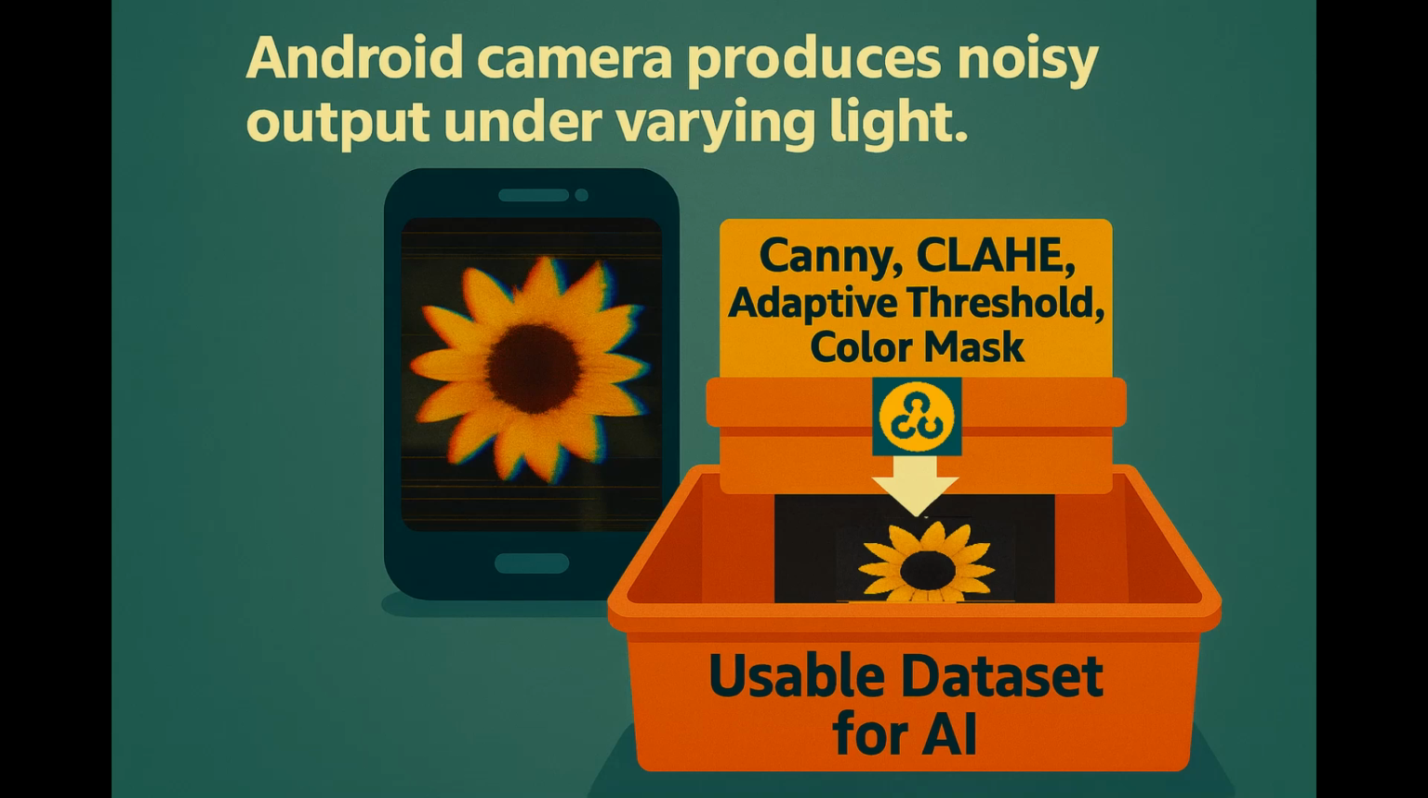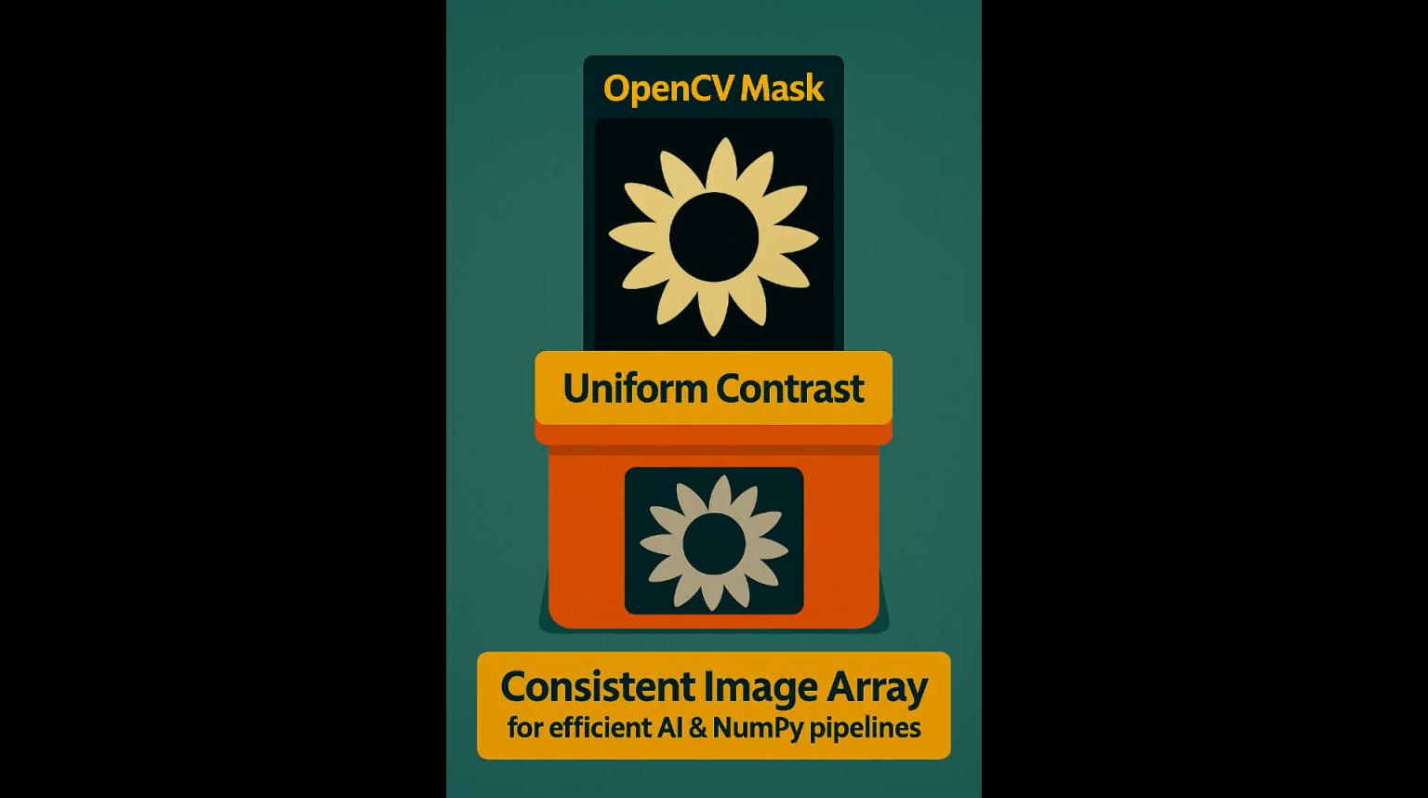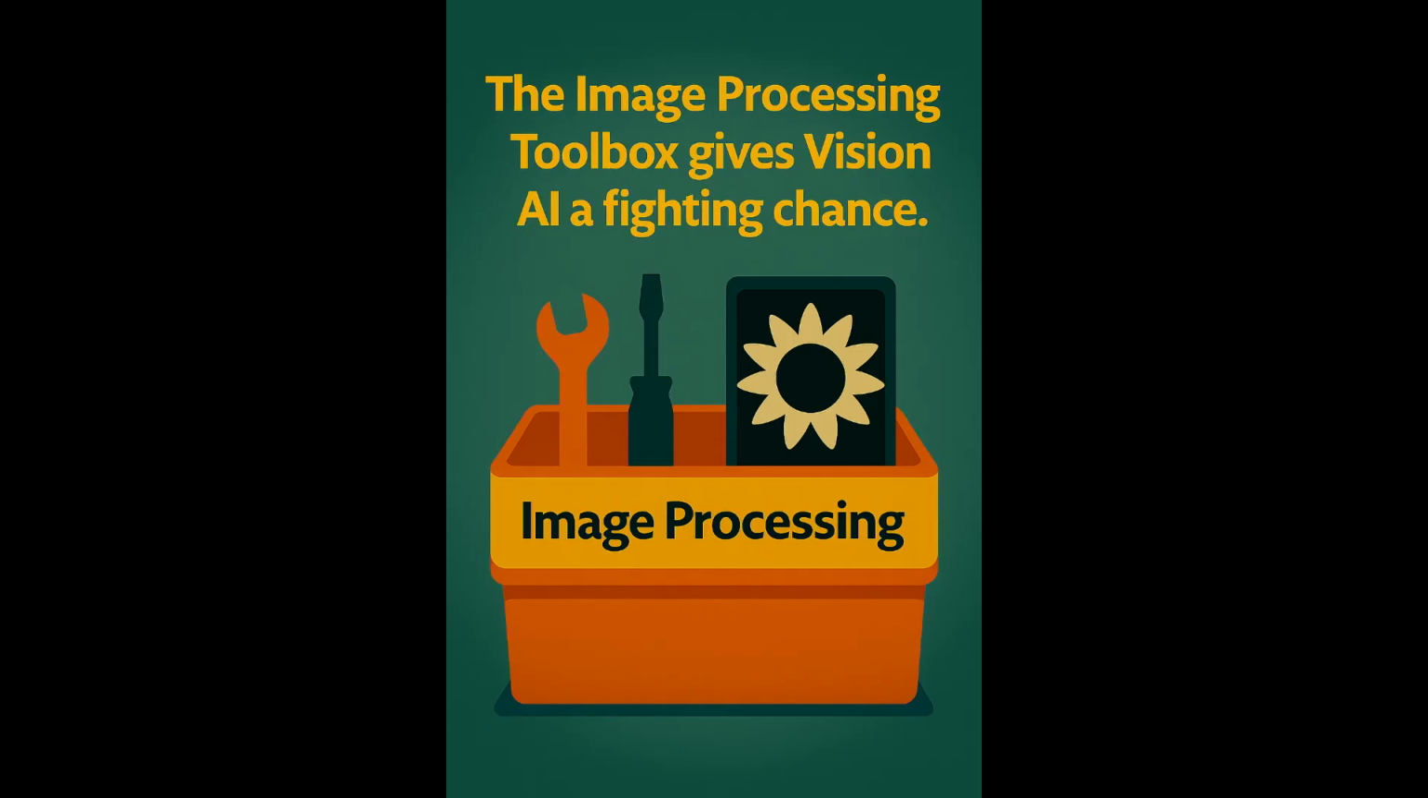These 4 steps look simple, but they are the hidden layer between a noisy camera and a usable data set. Consistent contrast, structure, and masks mean any model, local or cloud, receives predictable input and gives your AI a fighting chance. From here, you can build your own path.